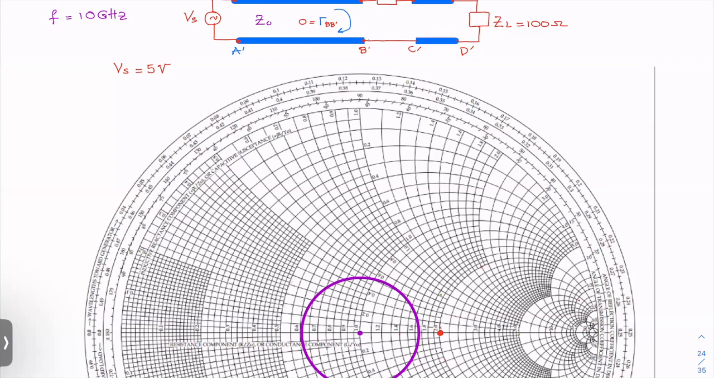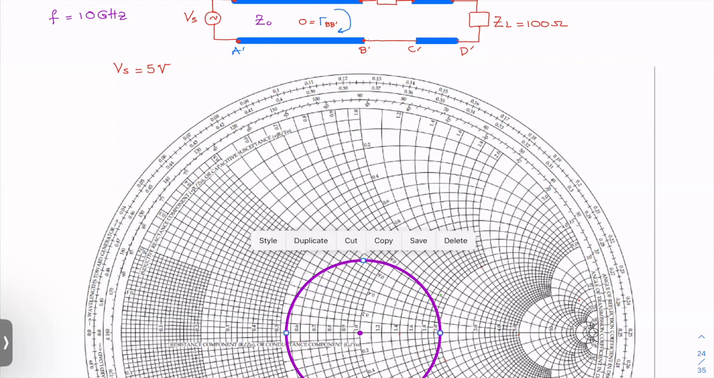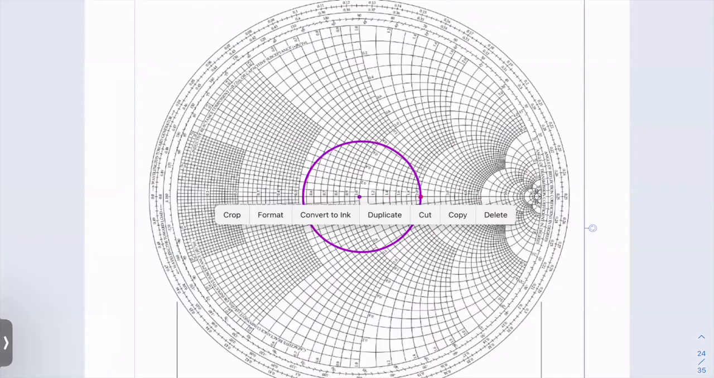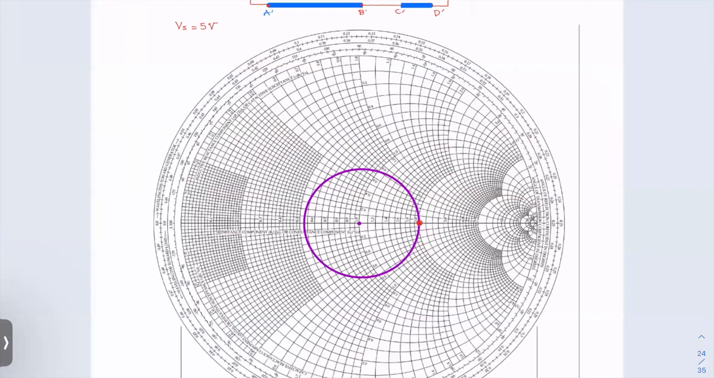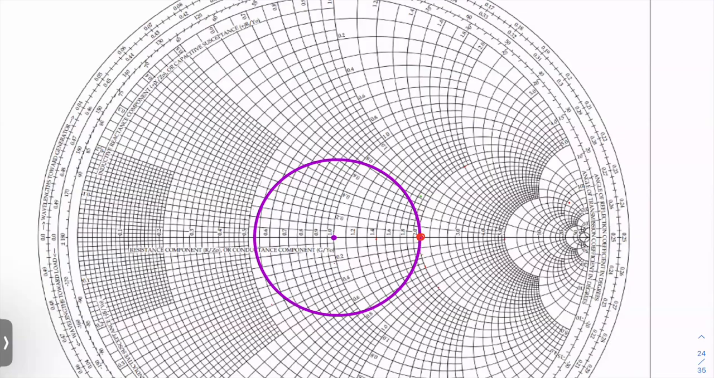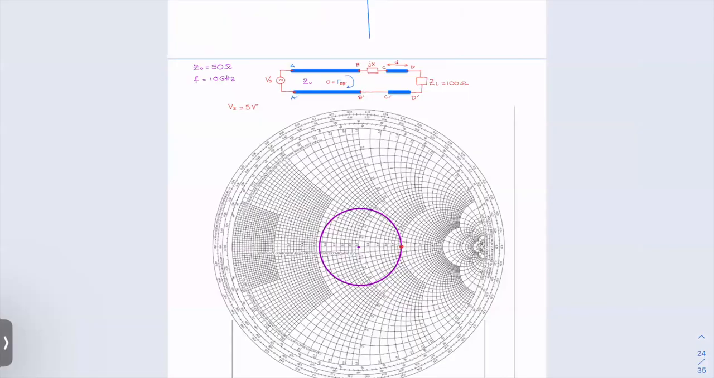So the circle has to go through this red point. If I make that circle go through this red point, which I have to make bigger so you can see it, which is my load, then this is the circle that corresponds to this transmission line with that load at the end.